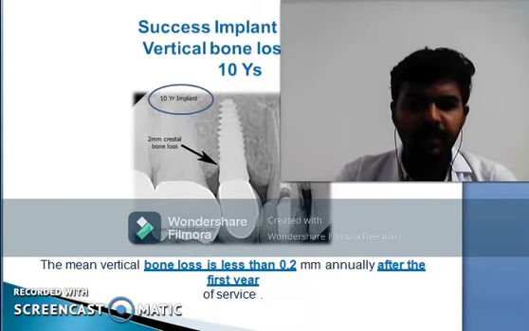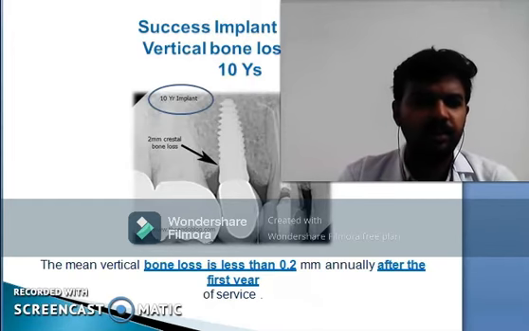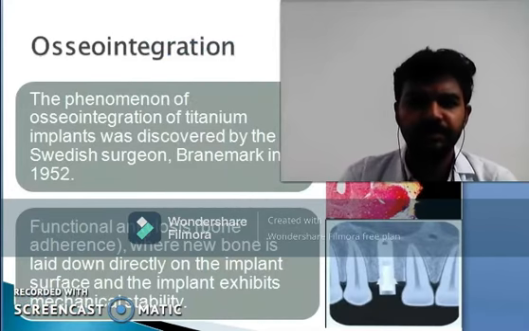This is the mean vertical loss of a dental implant which is placed before 10 years. The mean vertical loss is less than 0.2 mm annually after the first year of implant placement.